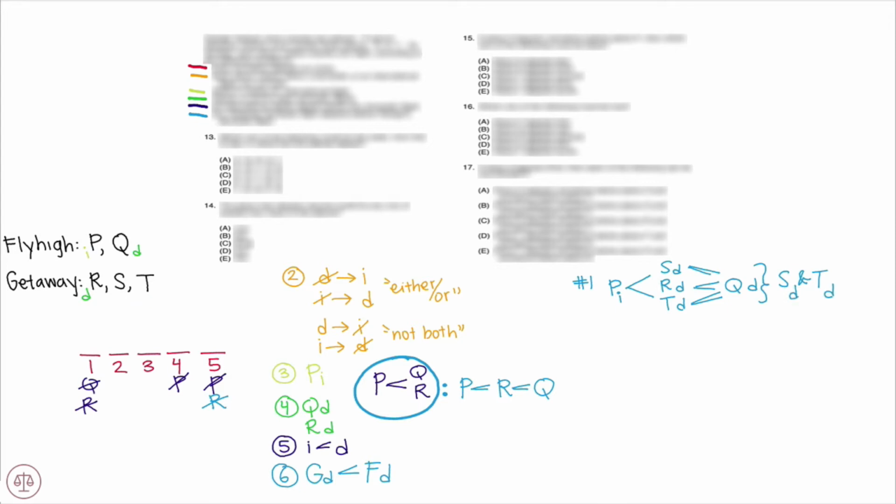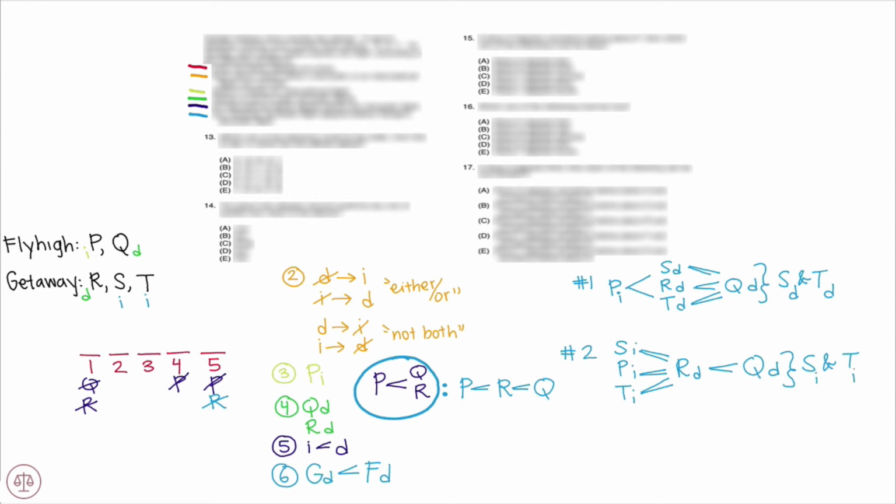Now what if S and T were international? Well, we know from rule number 5 that all international flights are before domestic. So that would place S international, P international, and T international all before R domestic because we know R domestic is Getaway and Getaway domestic is before Flyhigh domestic. So we would have all of these guys before R domestic, and then R domestic is going to be before Q domestic because of rule number 6. Now this is the option if S and T were international.